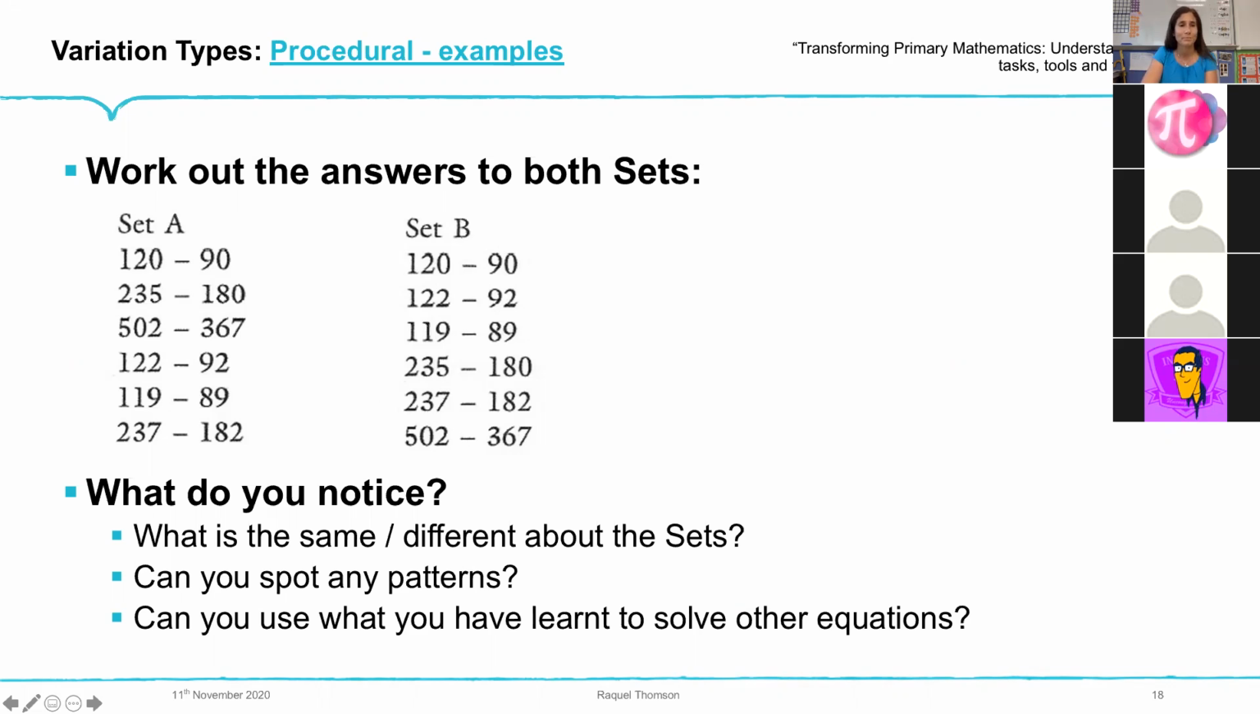So I wonder if anyone could give me what could be the next question, what could be a question that could come up after 502 take away 367 on set B, whilst I read this. 522 take away 387. Yep, excellent. That would definitely extend. Anyone else?